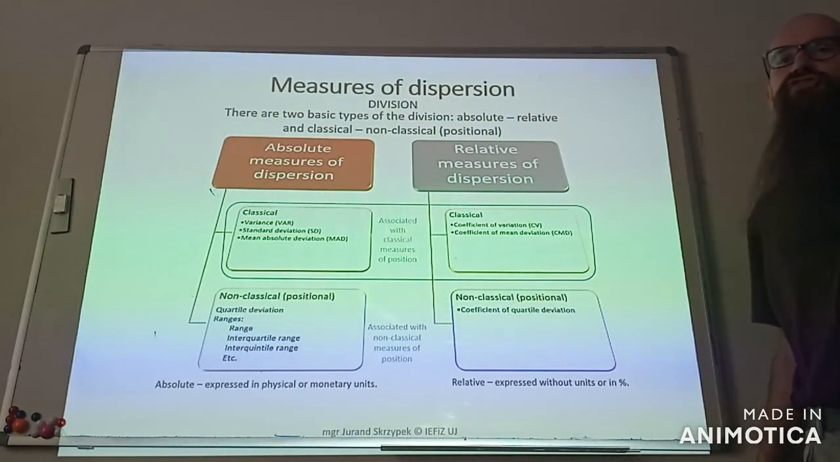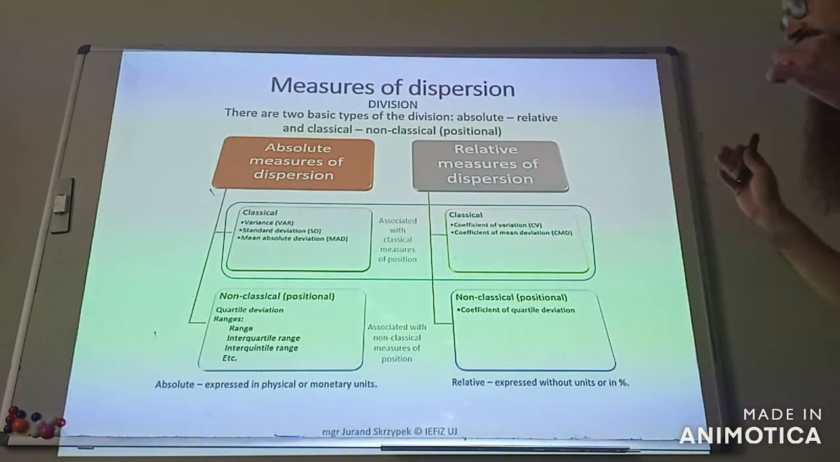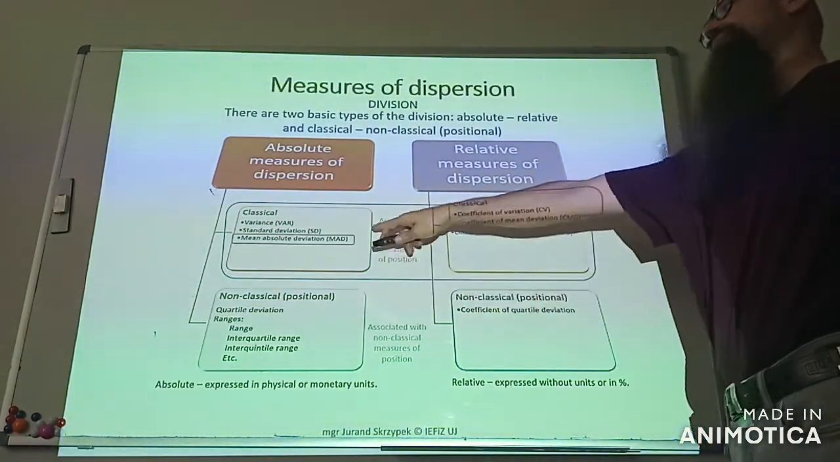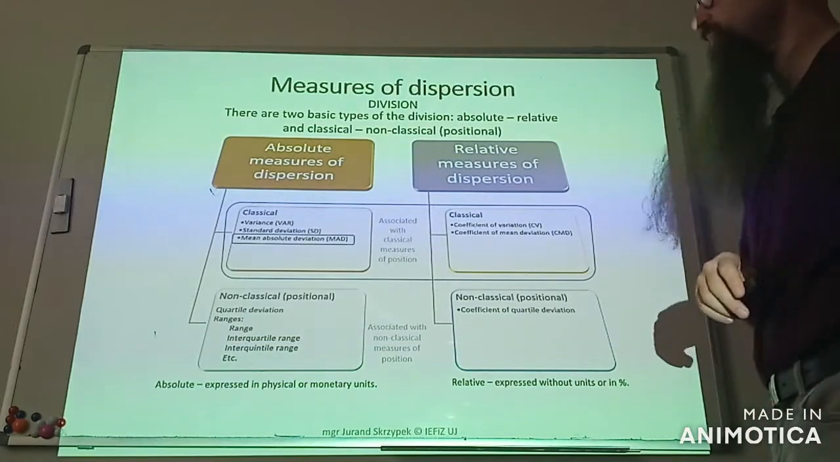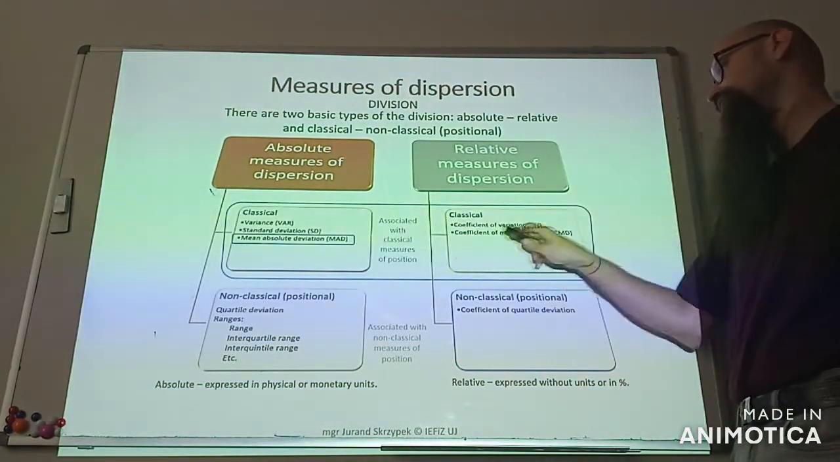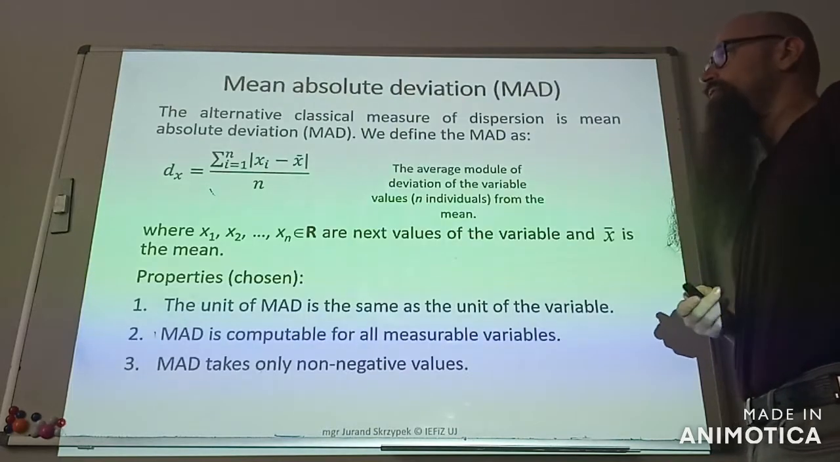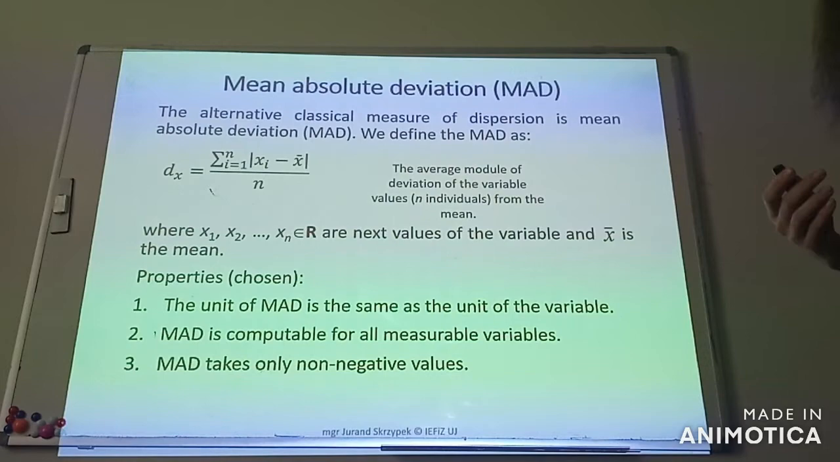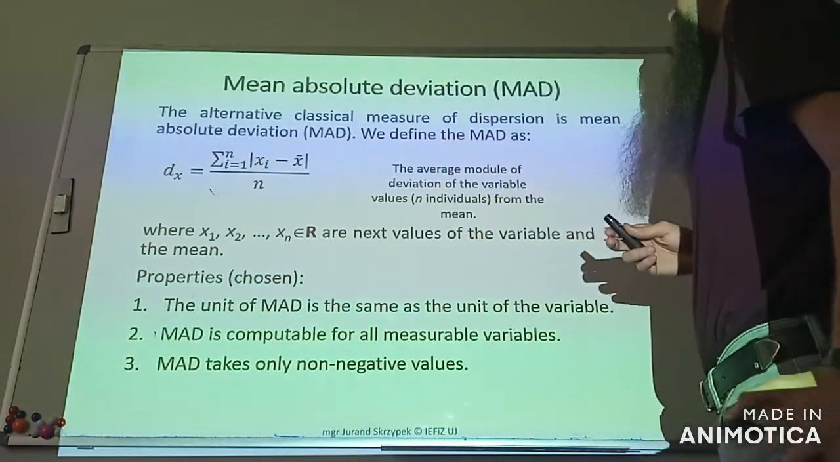Alright, now let's talk about the alternative classical measures of dispersion. I'm thinking about mean absolute deviation, and after that we will talk about the coefficient of mean deviation. First goes mean absolute deviation. Mean absolute deviation is an alternative classical measure of dispersion.